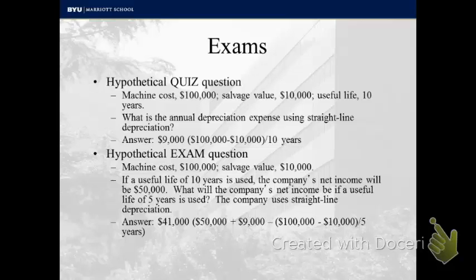On an exam, however, you can expect that the questions will have more than one step attached to them. So we'll take more than one concept and combine it into the same question. So instead of just asking for depreciation expense, the hypothetical exam question asks for the company's net income if they use a useful life of 5 years instead of 10 years as originally calculated.